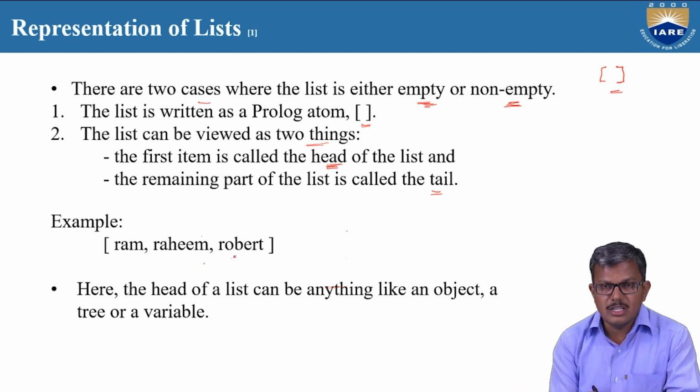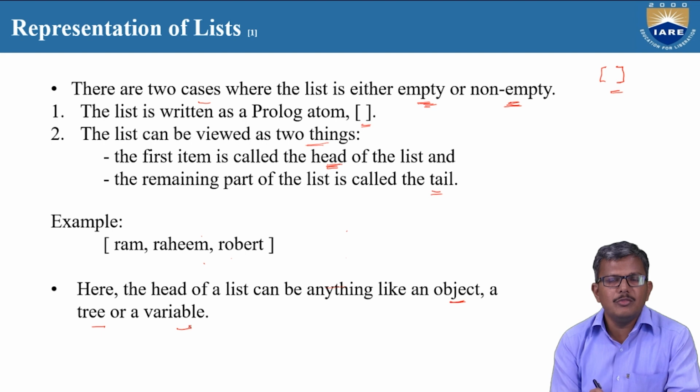Okay, so this is the example. So in this case, what happened? The head of the list can be anything, like an object, a tree, or a variable. The head can be either an object, or it can be a tree, or it can be a variable. So in this case, we can say that Ram, Rahim, and Robot are some kind of objects. Right? Sometimes you can even frame the list in this particular fashion, X, Y, Z, represented in capital letters, and then here we say that they are variables.